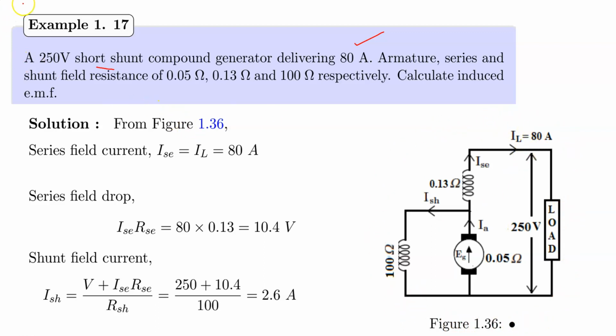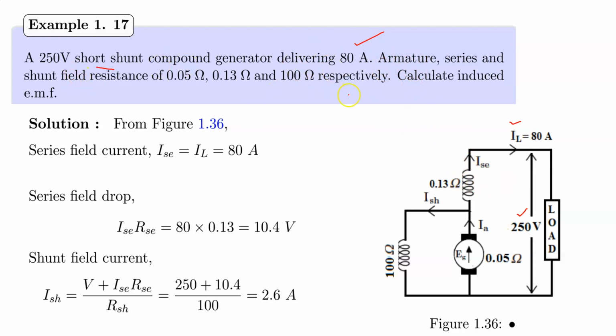So it says 250 volt. 250 volt means it is the rating of the generator. Rating means the terminal voltage. So this is the voltage delivered to the load, otherwise called the rated voltage. So 250 volt is the rated terminal voltage, so V is equal to 250 volt. It is delivering 80 ampere current. Delivering means load current. Load current is equal to 80 ampere. And of course all the resistance values are given, so put those values here.